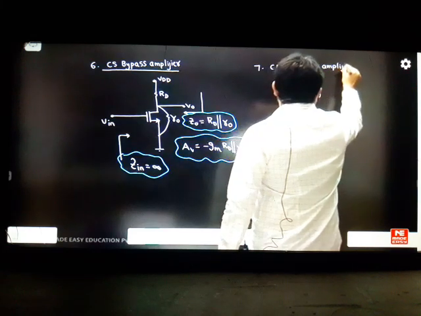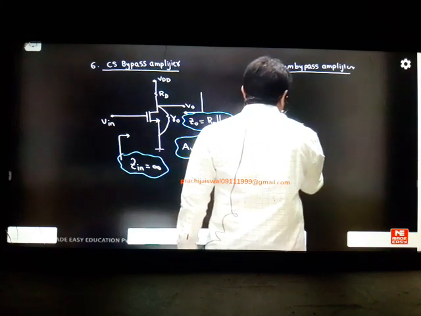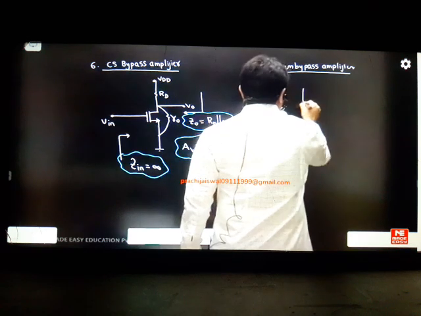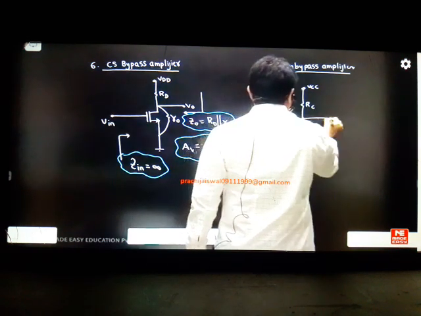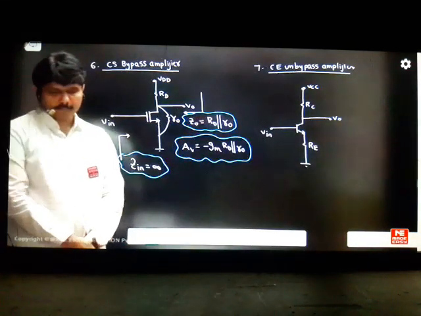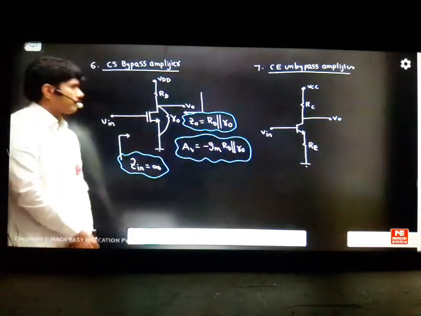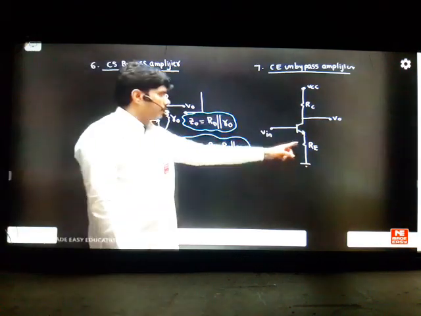Common emitter unbypass amplifier is the next trick. What is common emitter unbypass here is, there will be some RE, we have RC, supply VCC, we have some input here, VIN. This is your output. This is called common emitter unbypass amplifier. Unbypass means here one extra RE will be there in your circuit.